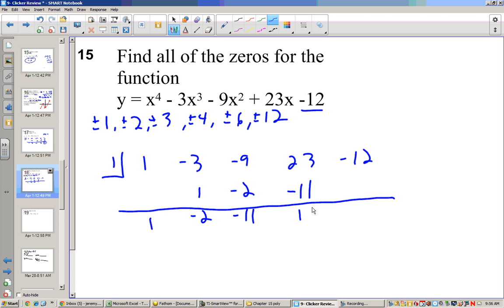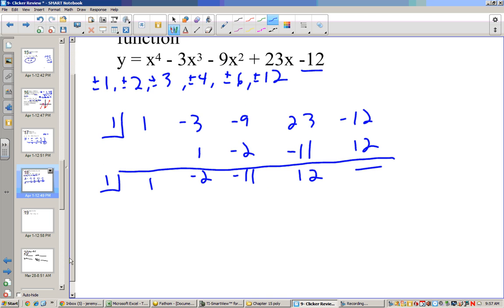And look at this. This would be fantastic if it worked right away. And it did. So we broke this down to x cubed. So now we can start again. And we didn't actually eliminate any more answers because we're down to 12. So let's try 1 again. So 1, 1, -1, -1, -12.